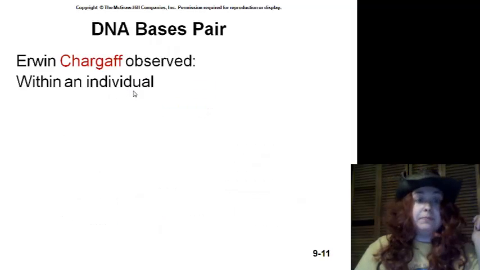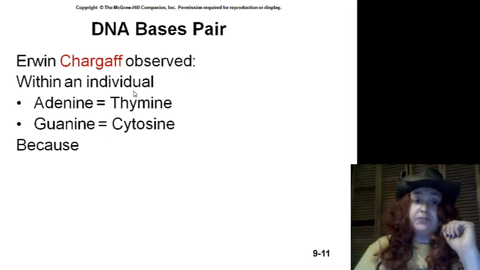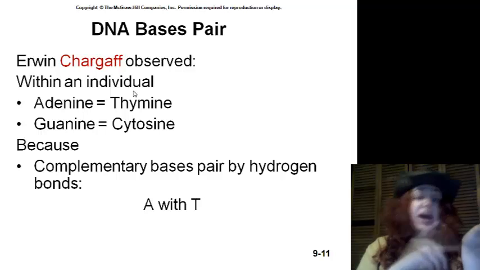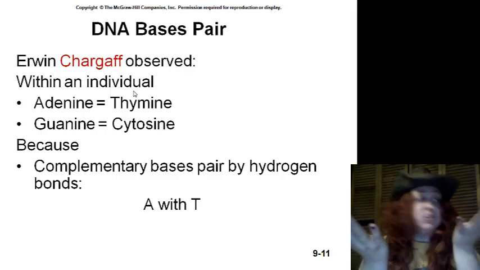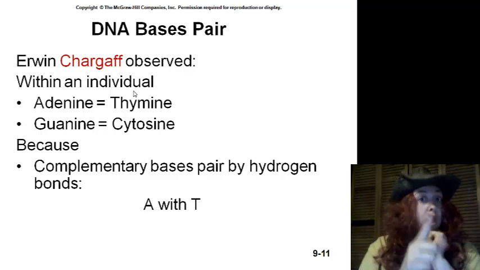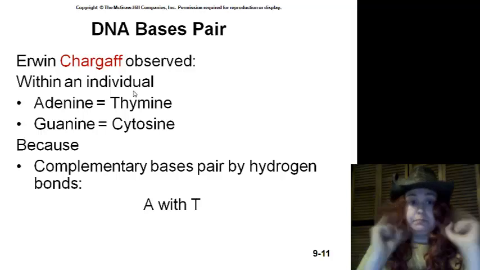Now, base pairing. Base pairing was figured out by a man named Chargaff. Chargaff figured out that adenine bonds with thymine, so straight letter with straight letter, A to T. And guanine binds with cytosine, curvy letter with curvy letter.